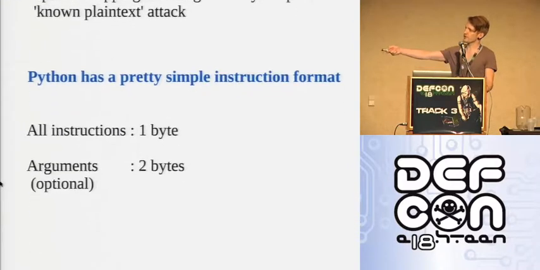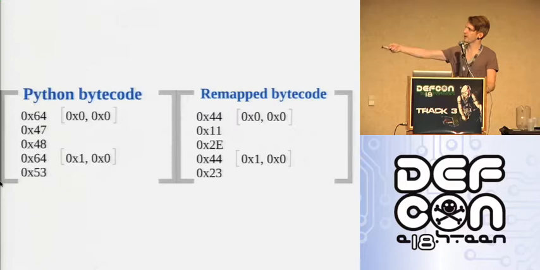So as I said, all instructions are just 1 byte, and there's an optional 2-byte argument to it. If we look at some normal Python bytecode on the left that we've already seen, and the obfuscated one has remapped its opcodes, 0x64 has been remapped to 0x44, 0x47 has been remapped to 0x11, etc. If we can take a known set of .pys and compile them into bytecode for standard Python, and then compile them into bytecode for the obfuscated Python using the obfuscated runtime, then we'll get a list of this bytecode, and then we can just diff these 2 bytecode streams, and we can say, oh, cool, 64's gone to 44, 47's gone to 11.